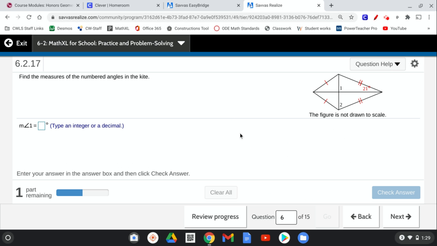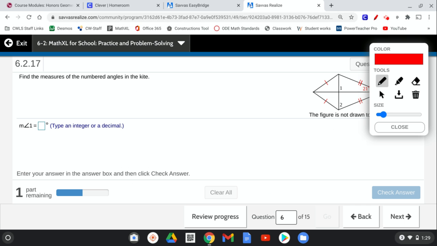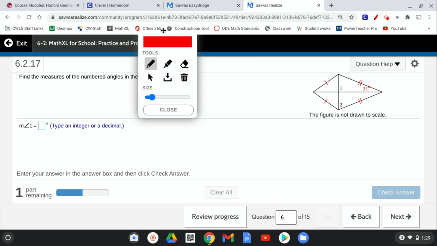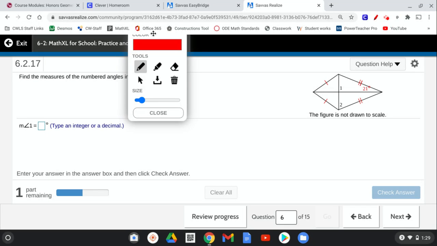All right, so you're going to see problems like this where they give you an angle and you have to solve for other angles. So if we're looking at this, they give us that this angle is 21 degrees. We have to solve for 1 and 2. Well, 1, you should know right off the bat, is a right angle. So the measure of angle 1 is going to be 90 degrees because it's the angle formed from the intersecting diagonals, and the diagonals are perpendicular, so they're going to form a right angle.